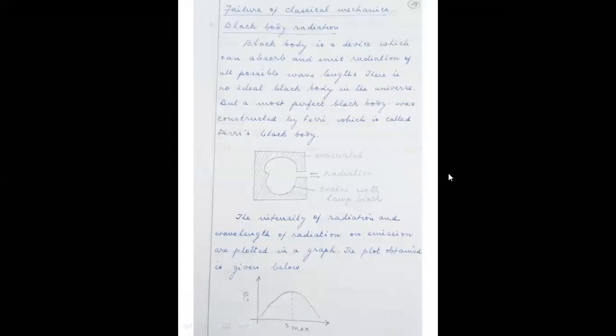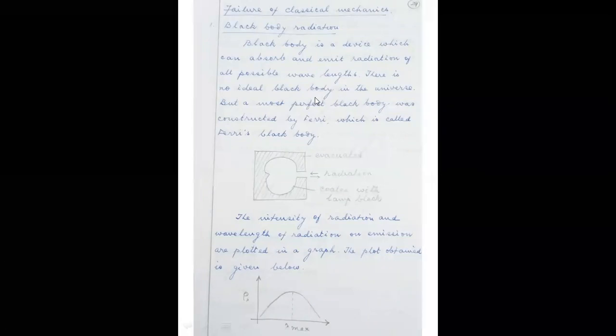Now we are going to discuss a very important thing, which is called the failure of classical mechanics. How classical mechanics failed, and how quantum mechanics was successful in explaining very important concepts like the black body spectrum, the photoelectric effect, the heat capacity of gaseous substances, and also the hydrogen atom spectrum. Taking black body radiation into consideration, a black body is a device which can absorb and emit radiation of all possible wavelengths. There is no ideal black body in the universe, but a most perfect black body was constructed by Ferry, which is called Ferry's black body.